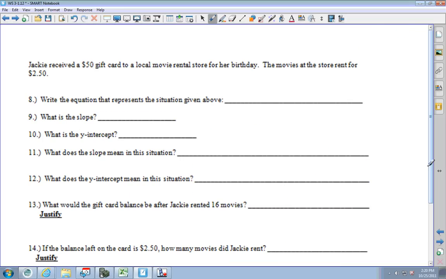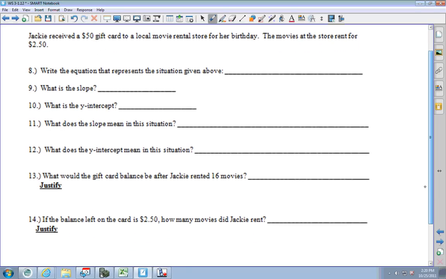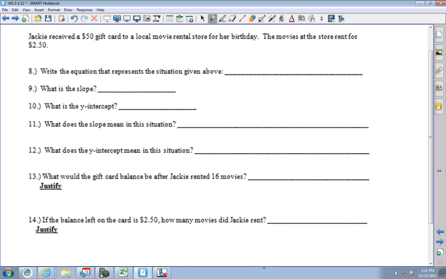Next one. If you haven't done this problem, I would pause this video and answer these questions. Jackie received a $50 gift card to a local movie rental store for her birthday. The movies in the store cost $2.50. Write the equation. Okay. Y equals, you start off with a gift card of $50. Every time you rent, you're subtracting off $2.50 for each movie.